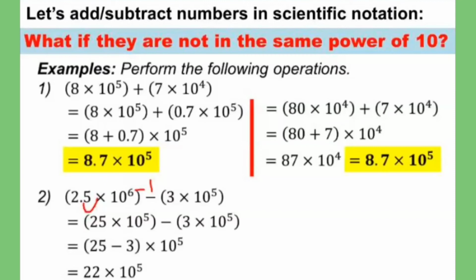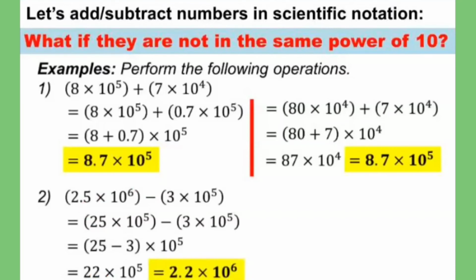This is not yet in scientific notation form. We need to move the decimal point 1 unit going to the left side. And since we have moved 1 unit to the left side, we have to add 1 to our exponent. Hence, our final answer should be 2.2 times 10 raised to the power of 6.